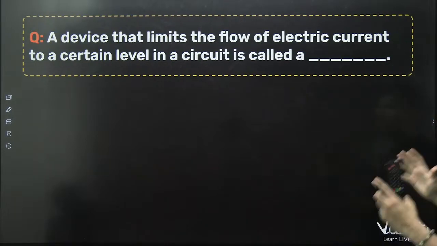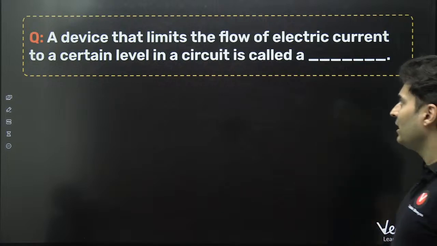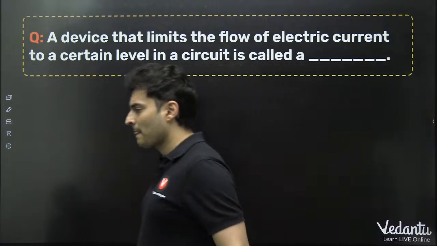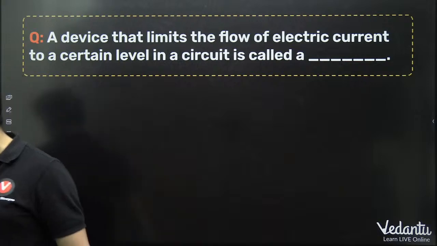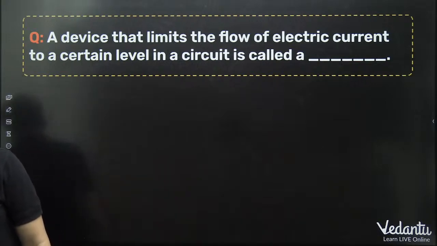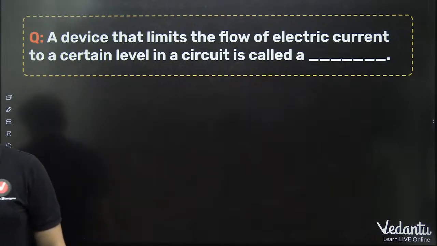A device which limits the flow of the current to a certain level in a circuit is called as, what do you call that device, my dear warriors? Perfect, perfect. Come on. What is the answer for this?